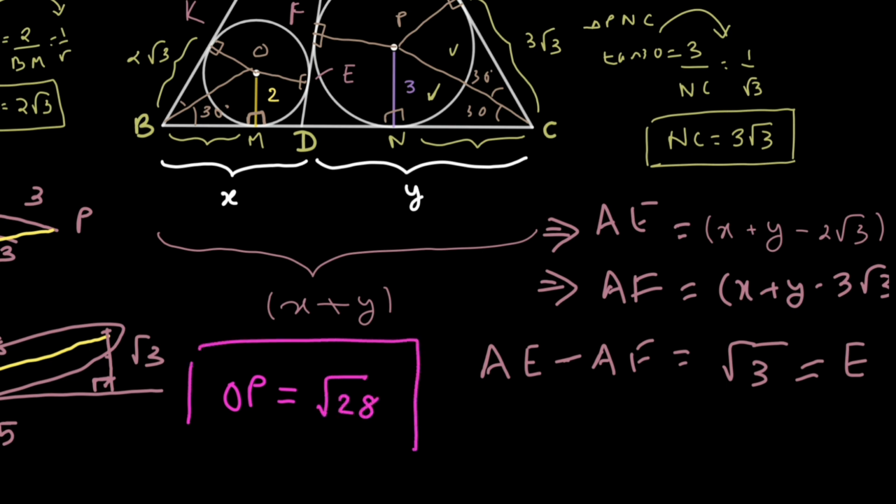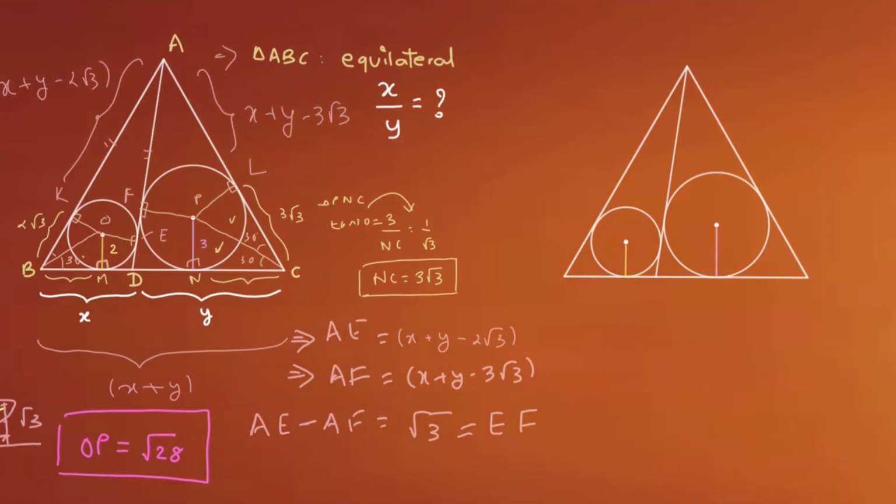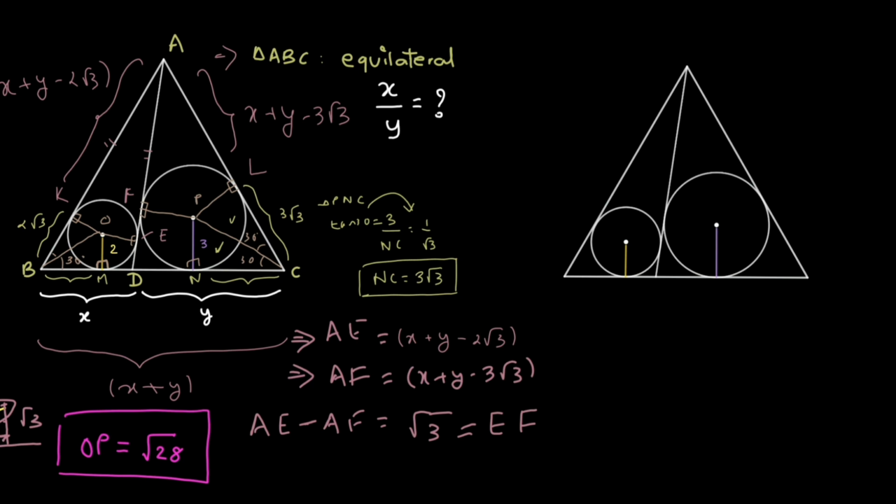Keep this as it is, that is why I am writing it in a bright color, because this is required many times. So here was the first part of the solution, where we have got the length of OP as equal to square root of 28. Now let us see the second part in a second diagram.